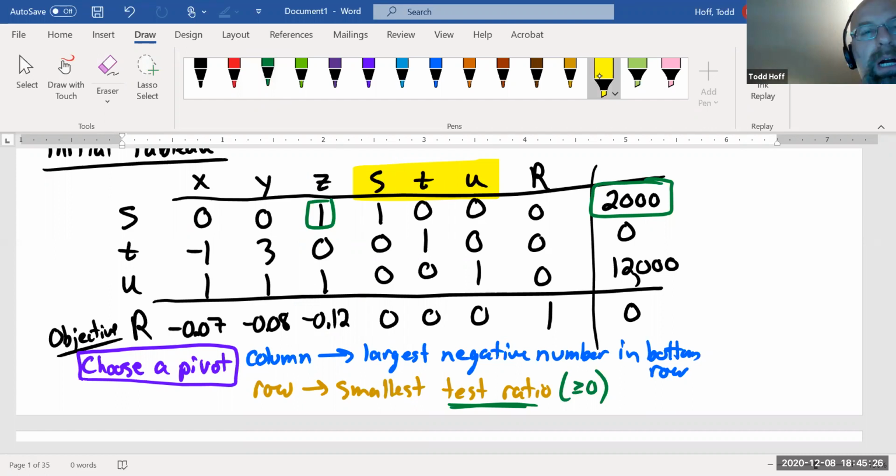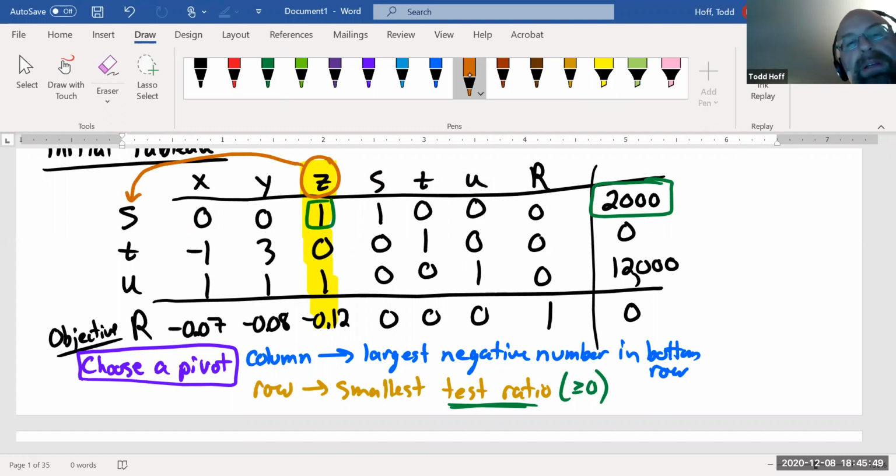So we're going to use that 1 to eliminate all of the other numbers in that column. The other thing we're going to do is change the label of this row. We take the label of the column that we pivoted on, and we put that in place of the label for the row. Now the column labels up top here will never change. That's always going to be X, Y, Z, S, T, U, R. It's the row labels that change. That Z is going to replace the S in our next tableau, so it's going to become an active variable. It'll now have a value other than 0. So let's create our new tableau.